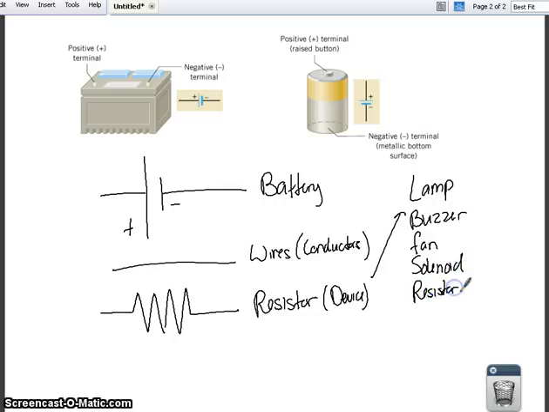A resistor being one of these little devices that look like this, and they have little lines on them. And so a resistor is just a device used to actually slow down the current. But a resistor can be anything, okay? It's any sort of device that's attached.